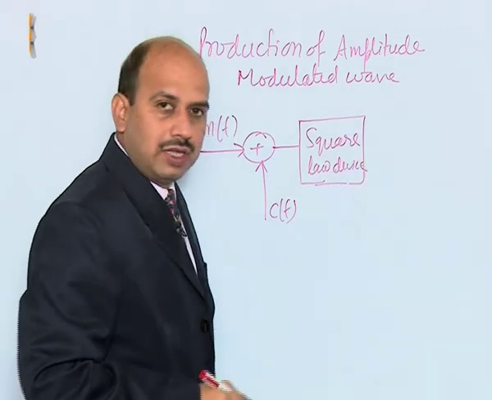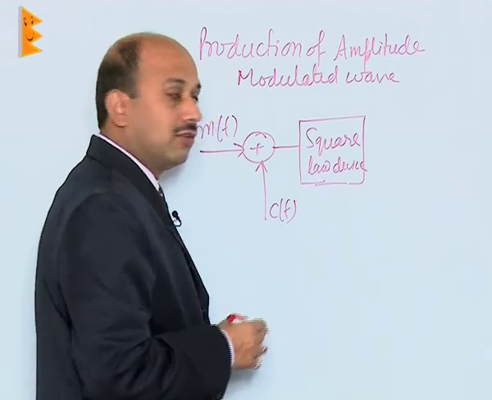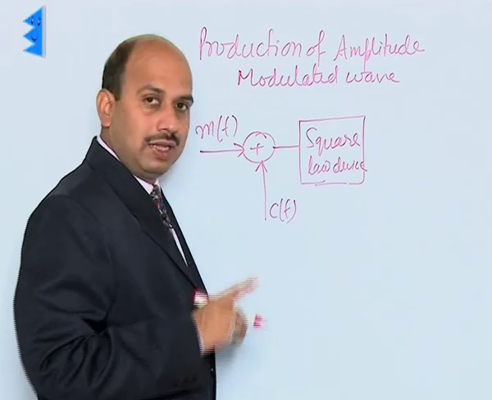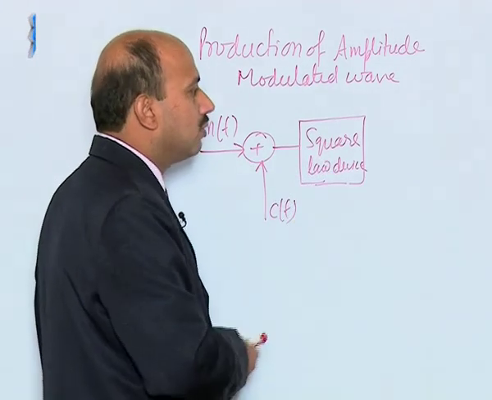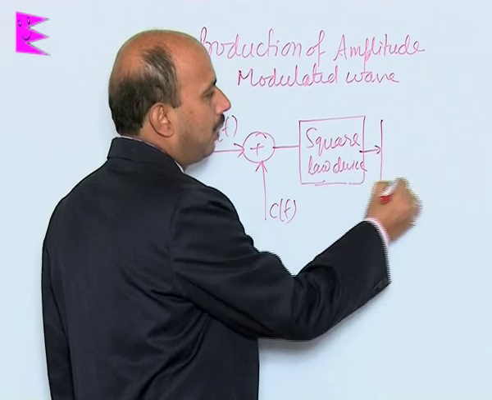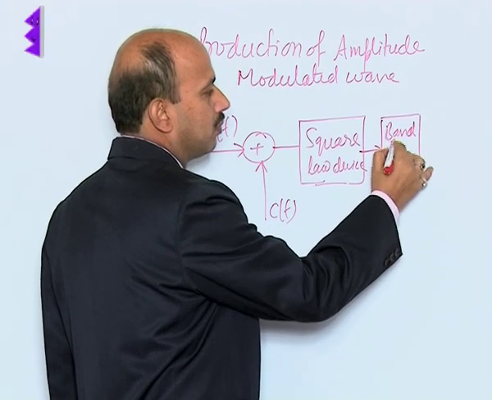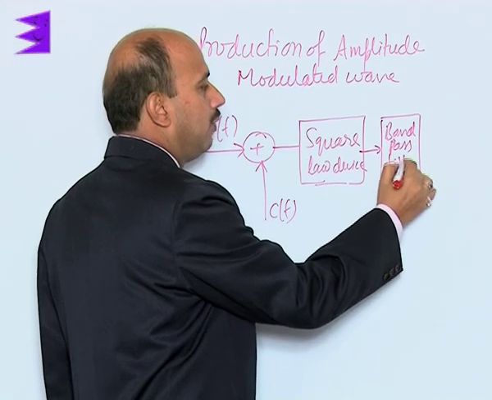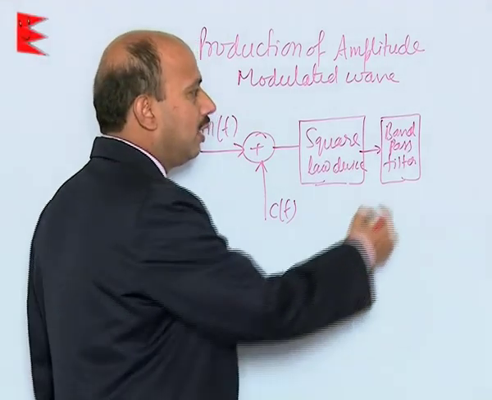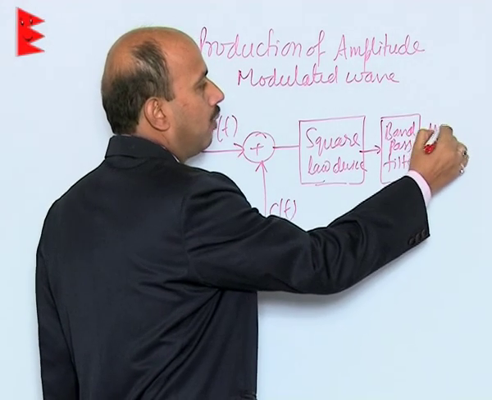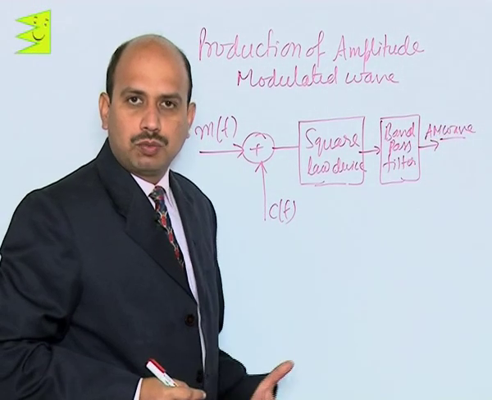Whatever equation you obtain after adding the carrier and modulating signals is solved according to the non-linear device, the square law device, according to the given equation. Then this is passed through the band pass filter. Here is a band pass filter. It filters out the unnecessary frequencies which are not required, and then ultimately we get the AM wave. So this is about the production of the amplitude modulated wave.